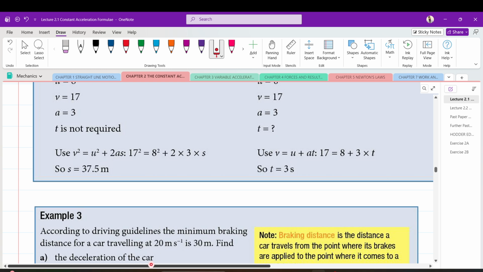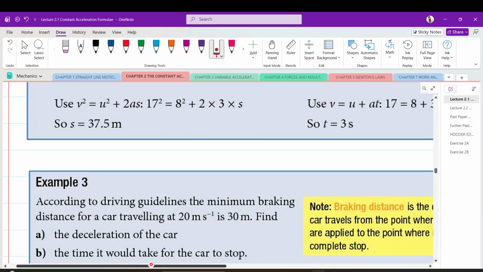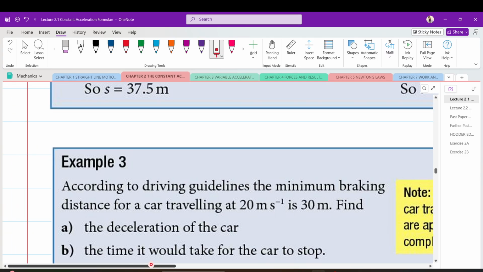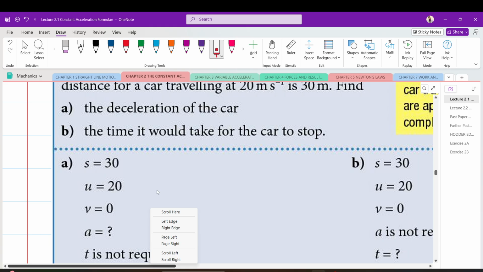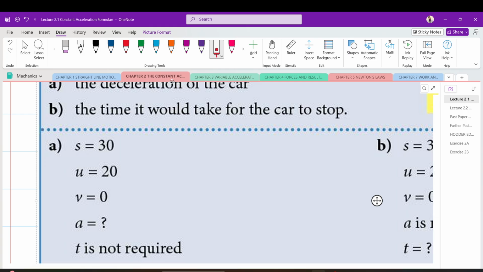So you need to get that from the question. So now you have three variables and you need to find the deceleration of the car. So we're going to write all values which are given. So s is equal to 30, u equals 20, v equals 0, and a is what's required.